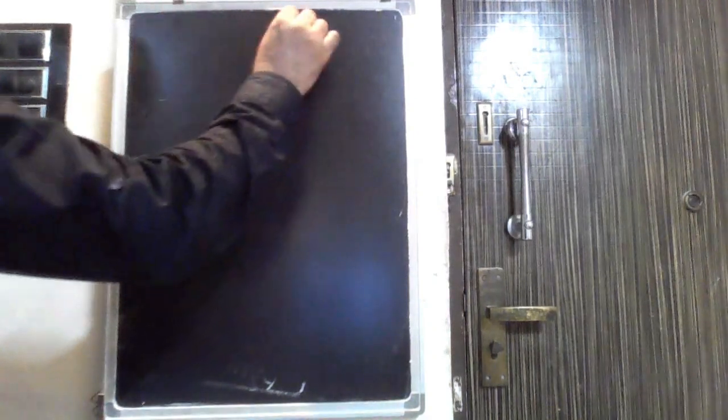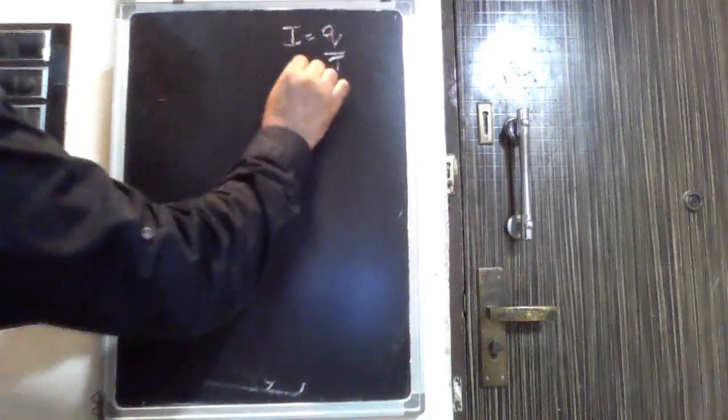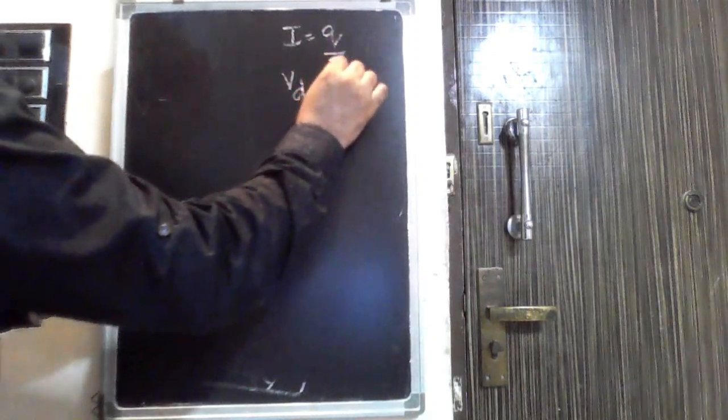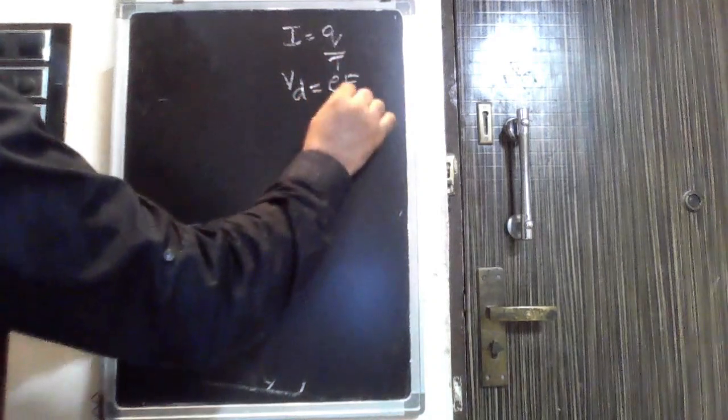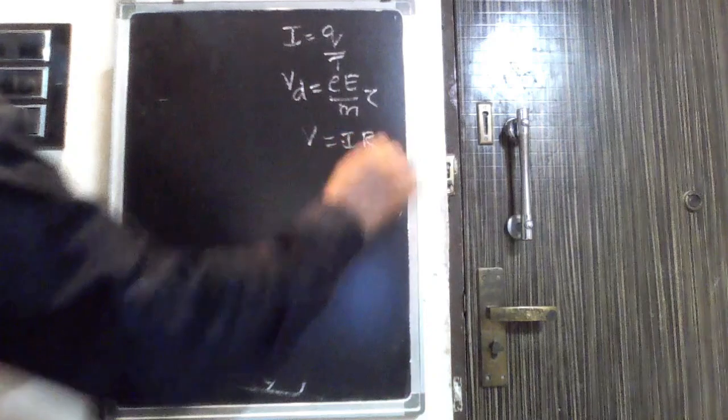So drift velocity is v equals eE upon m into tau. We know this information now. Current is charge by time. I understood that. Okay, good. And drift velocity is the average velocity with which electrons move, and the formula for the average velocity is eE upon m into tau. And V is also equal to IR. So these are the things we know.